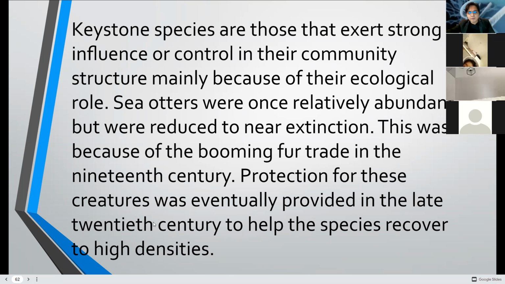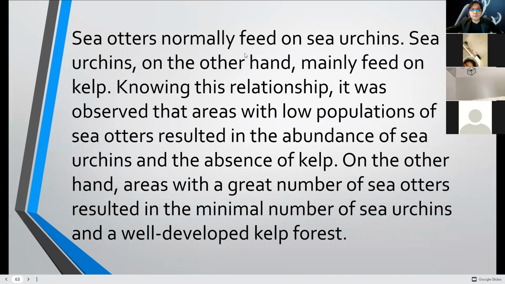Okay, sea otters normally feed on sea urchins. Sea urchins, on the other hand, mainly feed on kelp. Knowing this relationship, it was observed that areas with a low population of sea otters resulted in an abundance of sea urchins and absence of kelp. On the other hand, areas with a great number of sea otters resulted in a minimal number of sea urchins and a well-developed kelp forest. If you analyze this, it is just a glimpse, a side of the food chain.